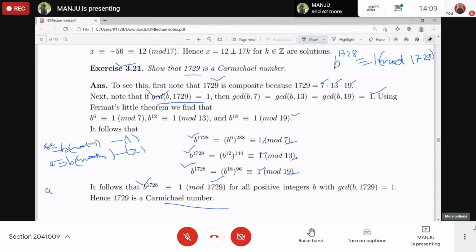If A is congruent to B and C is congruent to D, then A into C is congruent to B into D, right? Yes, ma'am. In that sense, A into A, A square, is congruent to B square. Likewise, A cube is congruent to B cube. Similarly, you can take any power and that will be taken on both sides. Right hand side it's 1, so 1 to any power will give you 1, right? Yes, ma'am. Any other doubt? No, ma'am.